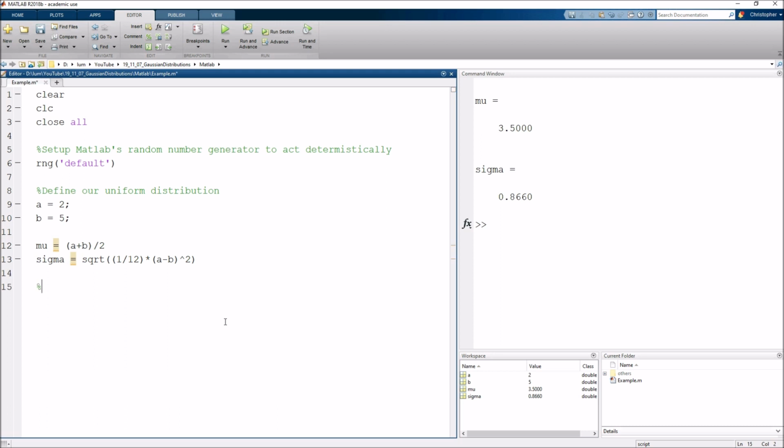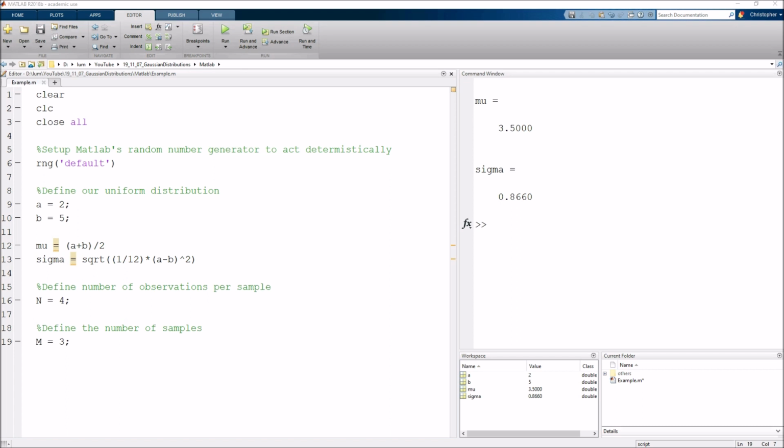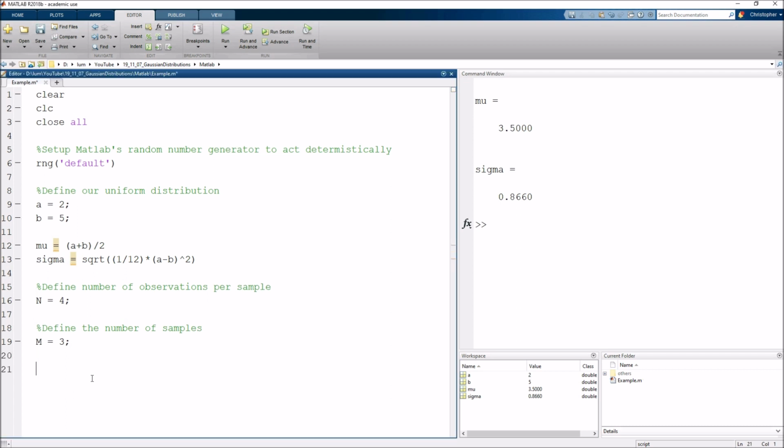Okay, so what we should now do is define the number of observations per sample. So that is n, and I said we had 4. That was our situation. And now let's define the number of samples in our experiment. So that's big M is 3. All right, so I think we've got everything set up. What we can now do is just run a simulation.